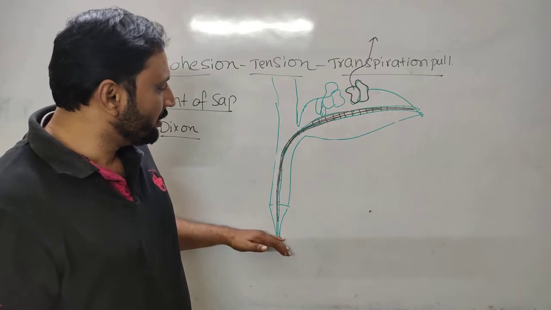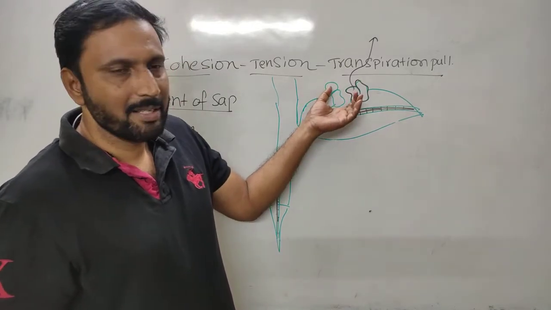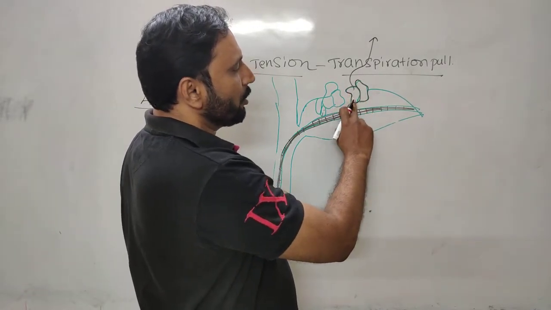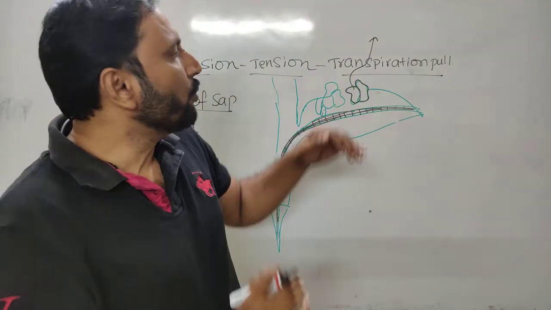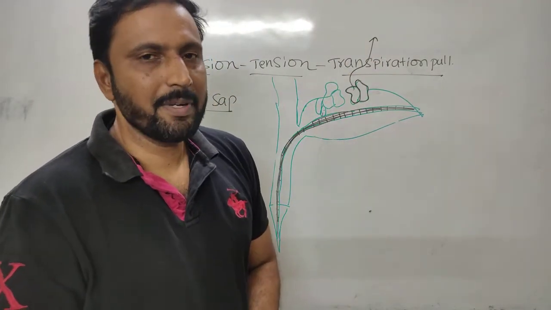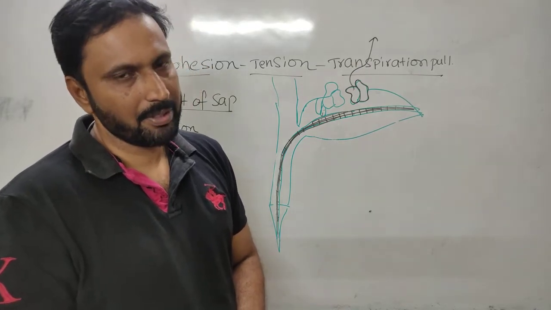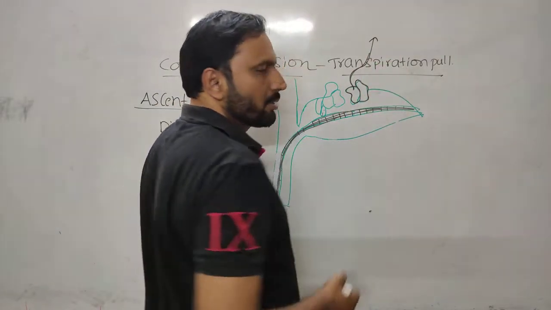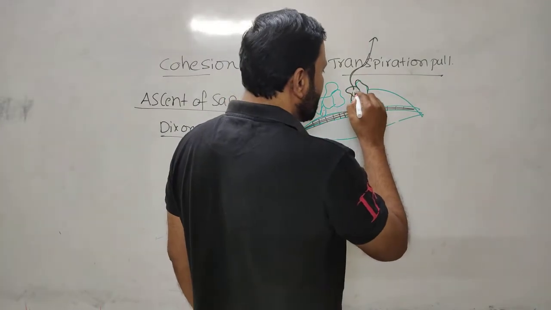Take this as the root, stem, leaf. These are the leaf epidermal cells. Look there at the guard cells and the stomata. This is the stomata, guard cells, the subsidiary cells, and all these cells. Now, due to transpiration, transpiration means evaporation of water in the form of vapor. So, due to transpiration, water evaporates from the guard cells. When the water evaporates from the guard cells, the water potential decreases.